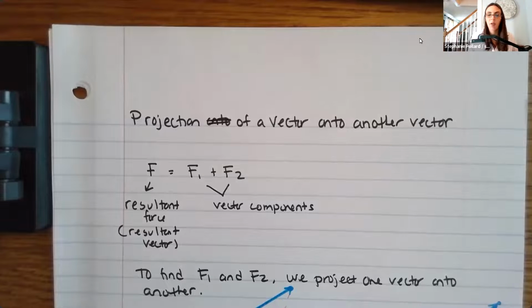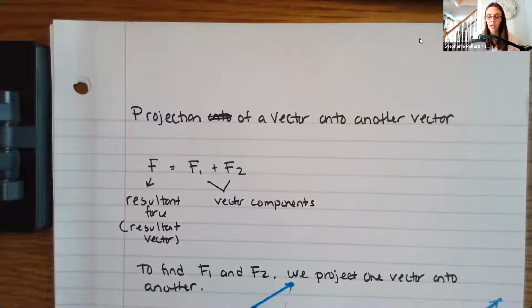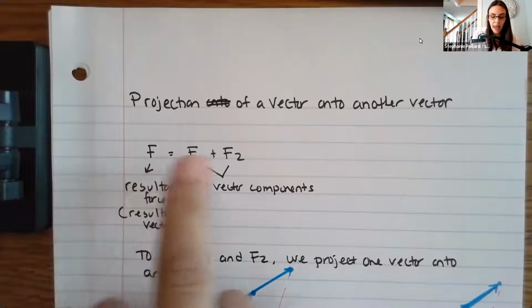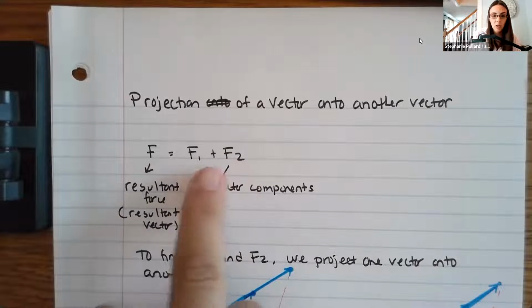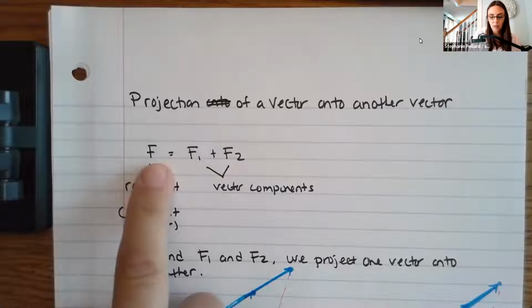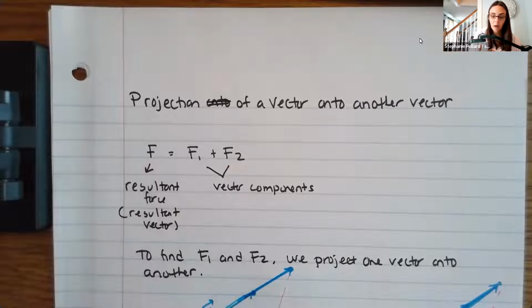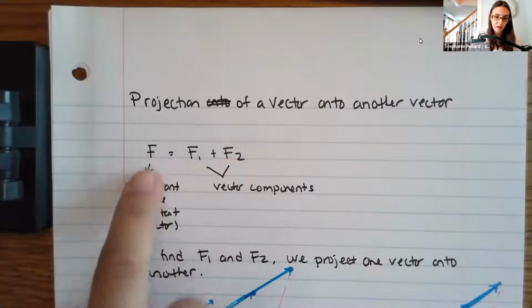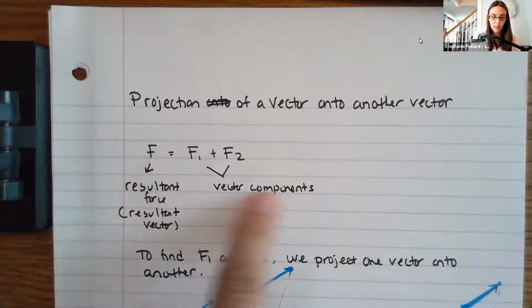Next, let's talk about projecting one vector onto another vector. This is helpful, particularly if we're trying to break things down. So for instance here, we've already learned how to add two vectors to get the resultant vector, right? I'm just doing the force example that we've seen before. So you can add two vectors to get a resultant vector, and these are called vector components.